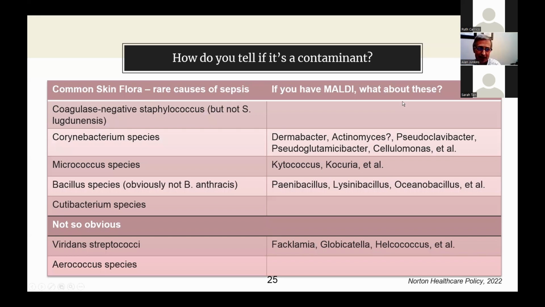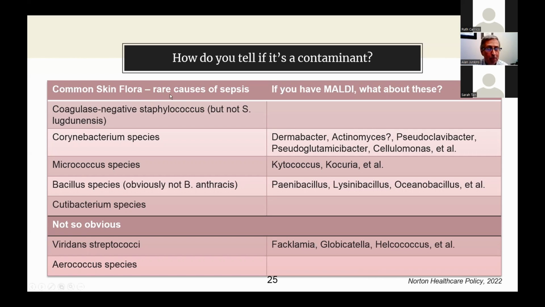Now, what do we do? How do we tell if it's a contaminant or not? And notice here that I've switched over. This is our policy, the way we do it. I think just about every facility is going to be a little bit different in how they tell whether something's a contaminant. So it's kind of hard sometimes to compare contamination rates at hospital A versus hospital B versus hospital C, because they may not be determining the contamination rate exactly the same. But this is the way we do it. First of all, these are your common skin flora organisms, okay?